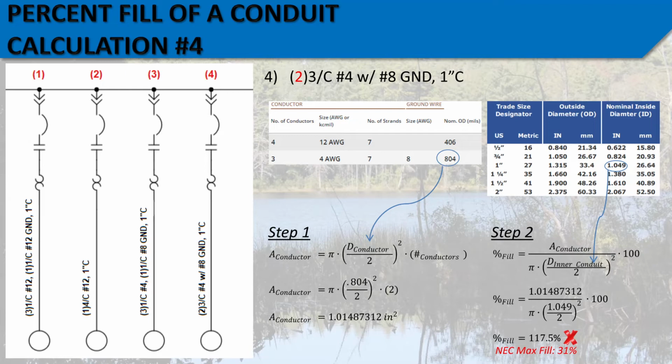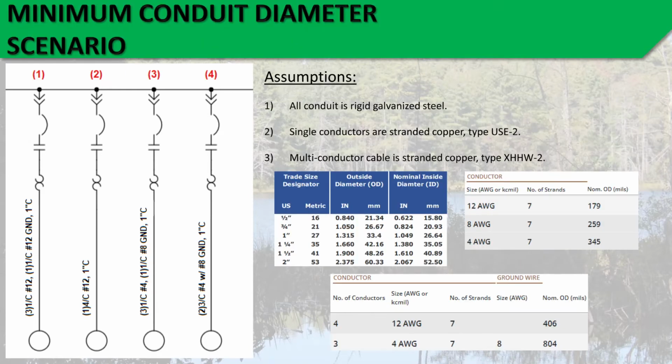this video. So now that we've done a couple examples for percent fill, let's use some examples of determining the minimum conduit diameter. And we'll use the same 4 examples. We'll try to optimize what was originally designed, or in the example of number 4, we'll try to correct that and determine what is an acceptable conduit to be used. We're going to make the same 3 assumptions as with the previous examples, as well as use the same data sheets for conductors, cable, and conduit.